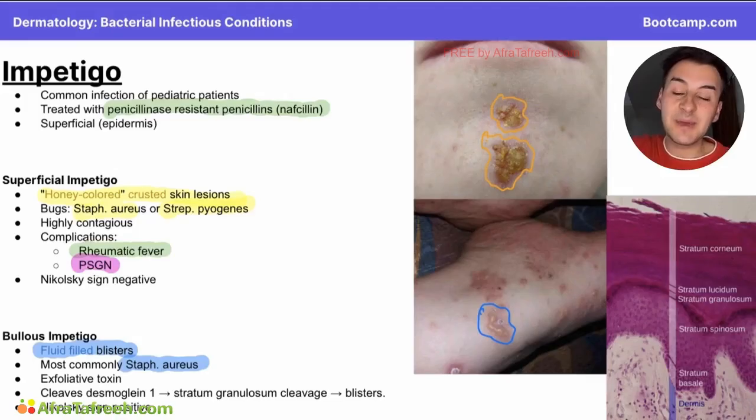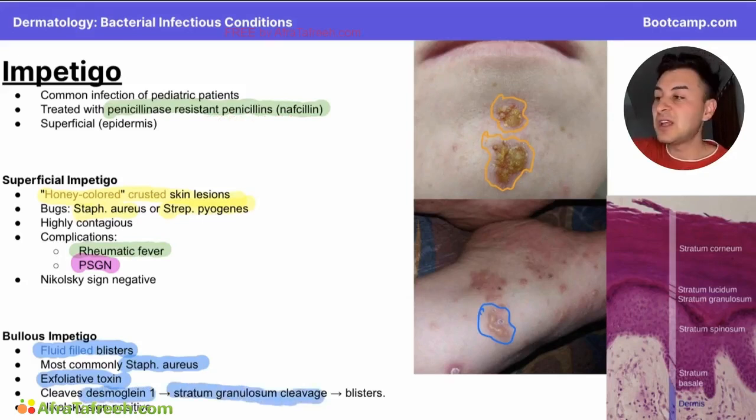I want to talk about some of the pathophysiology that leads to this differential physical exam finding. When we talk about bullous impetigo, these are blisters that are formed because of an exfoliative toxin that is produced by Staph aureus. This exfoliative toxin is going to cleave desmoglein 1, which is found within the stratum granulosum. So this is going to lead to stratum granulosum cleavage, leading to blisters.